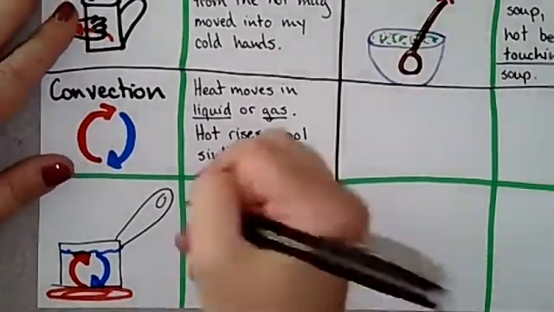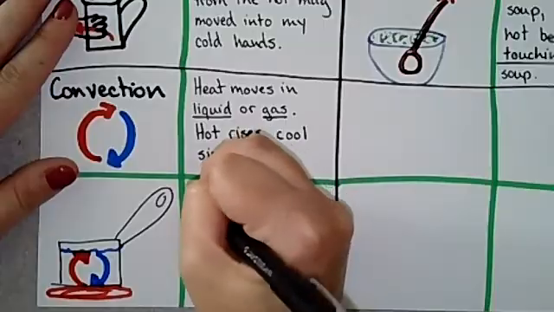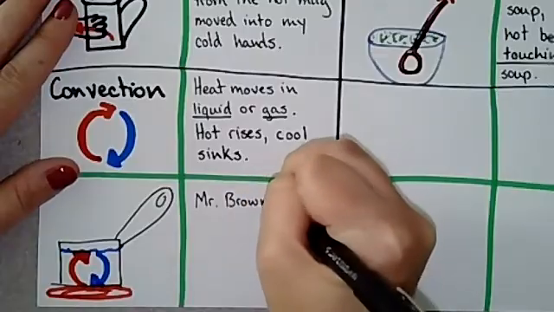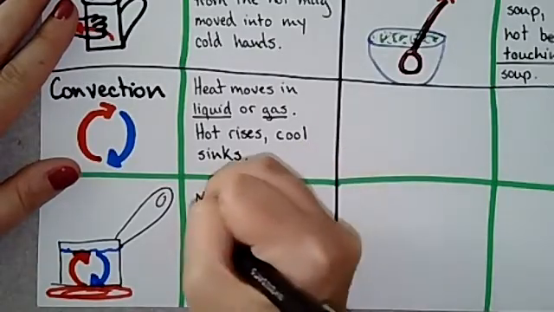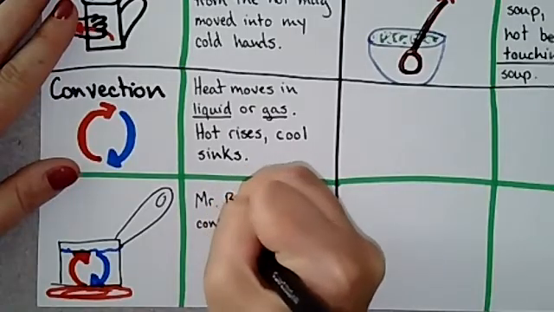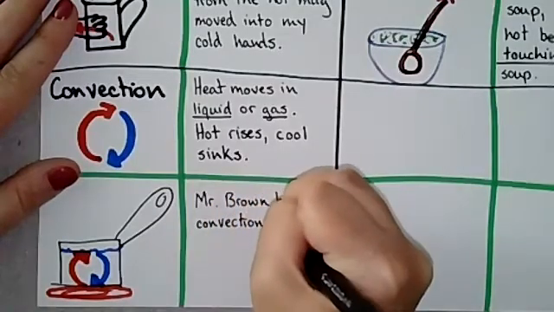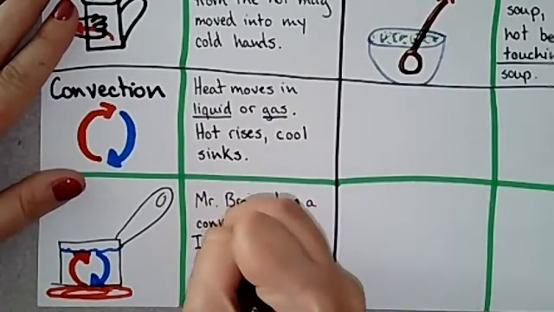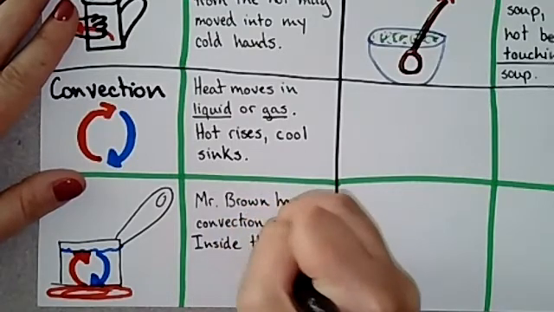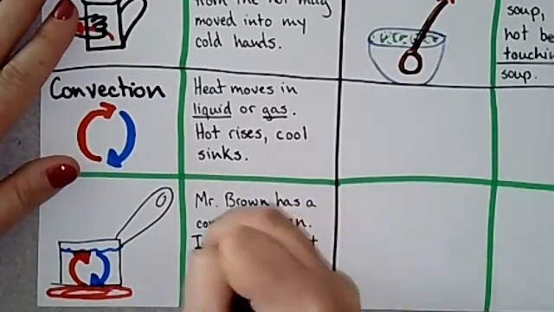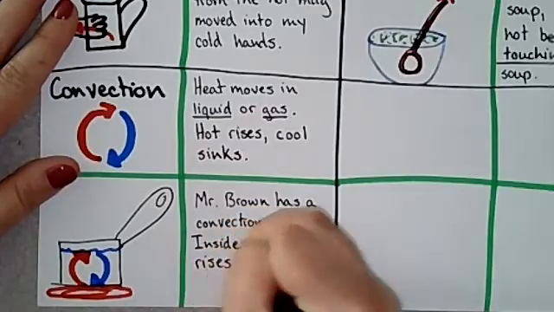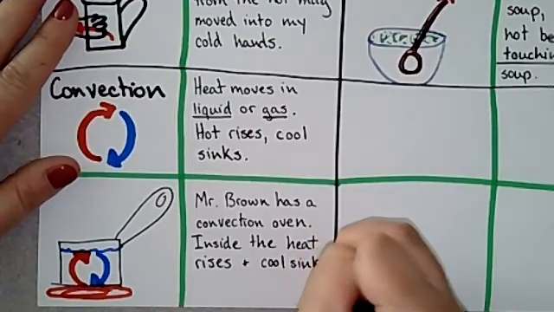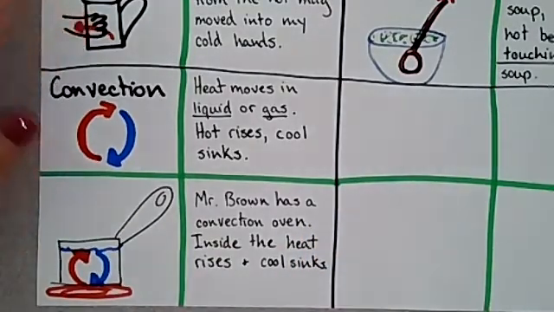So the sentence is, Mr. Brown has a convection oven. Any of y'all got a convection oven? I have a convection oven. Inside, the heat rises and cool sinks. That is a convection oven.